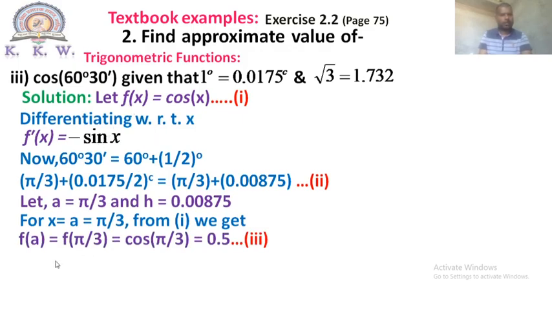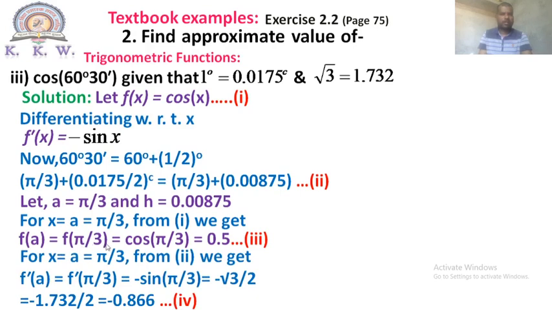At x equal to a equal to pi by 3, f of x and f dash of x become f of a is equal to f of pi by 3 is cos pi by 3. Cos pi by 3 is cos 60 degree, equal to half, 0.5. F dash of a is equal to f dash of pi by 3, which is equal to minus sine pi by 3, which is equal to minus root 3 by 2. The value of root 3 is given as 1.732. Therefore, minus 1.732 divided by 2 is equal to minus 0.866.